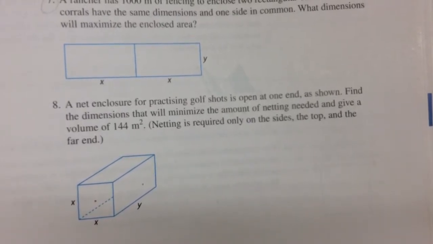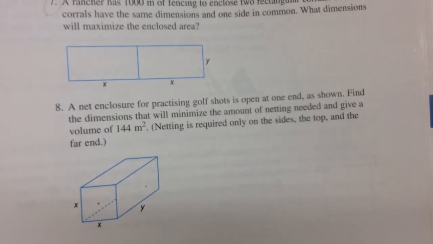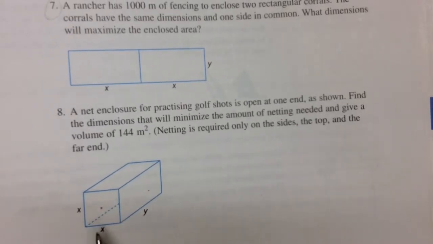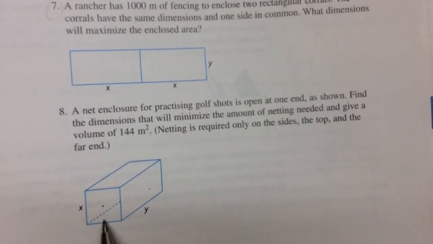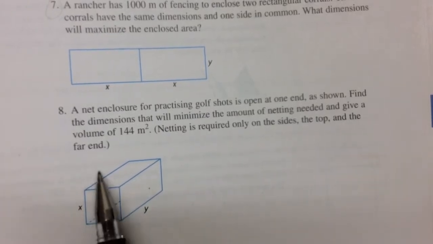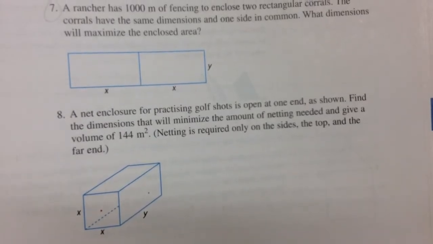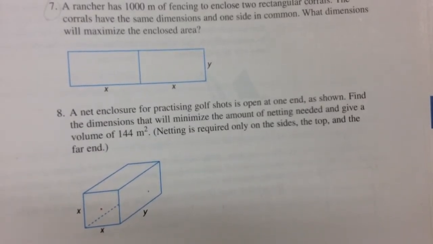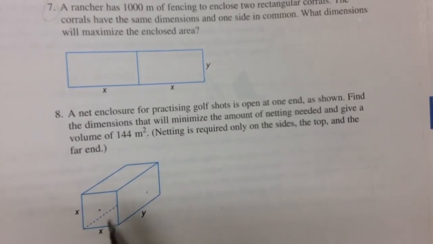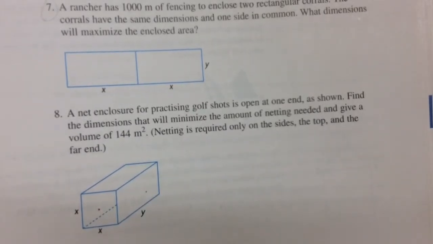Okay, so netting is only required on the sides, the top, and far end. Okay, so this is as if there's no netting on the bottom here, and there's no netting on this end. It's just these three sides here and one end. Okay, so you want to minimize the amount of netting. So you want to actually minimize part of the surface area of that prism.